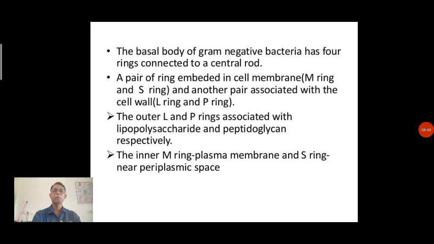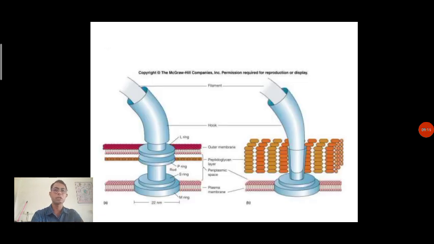So these gram-negative bacteria have four rings, two rings in the cell membrane and two rings present in the cell wall. The outer L and P rings are associated with the lipopolysaccharides and peptidoglycan respectively, and the inner M ring in the plasma membrane and S ring in the periplasmic space are also made up of protein, which we call peptidoglycan structures.